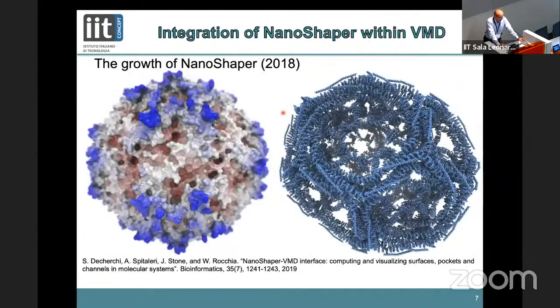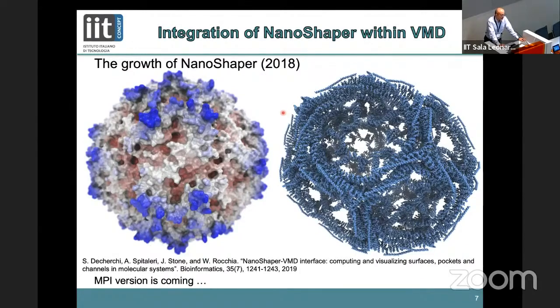We also managed to convince people from VMD, especially John Stone, to include NanoShaper as a plugin, as a possibility to build the surfaces in VMD. He was convinced by the fact that it was able to build the surfaces for very large and complex systems like Fatrin and viruses like those shown here. That was not possible with the other tools available at the time.